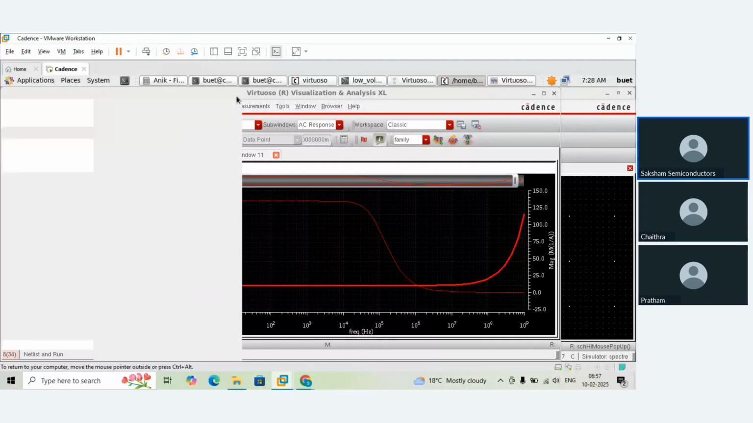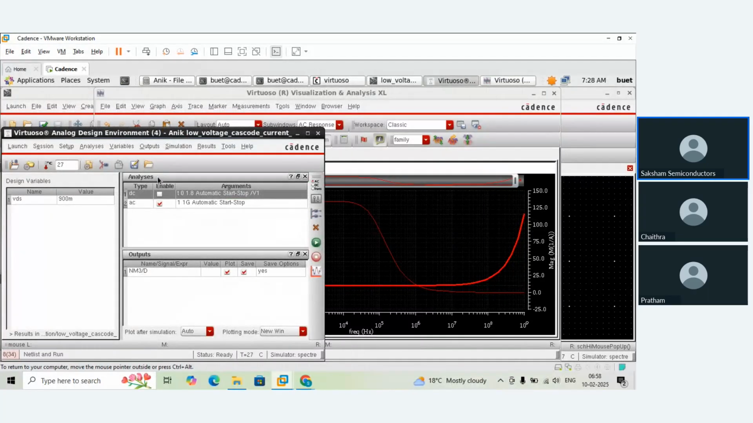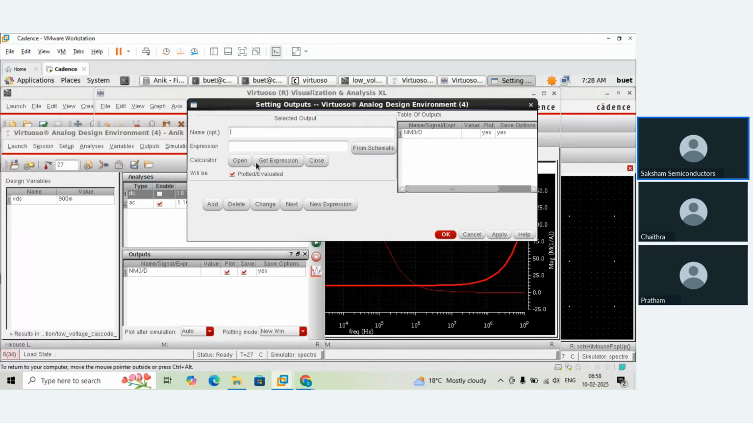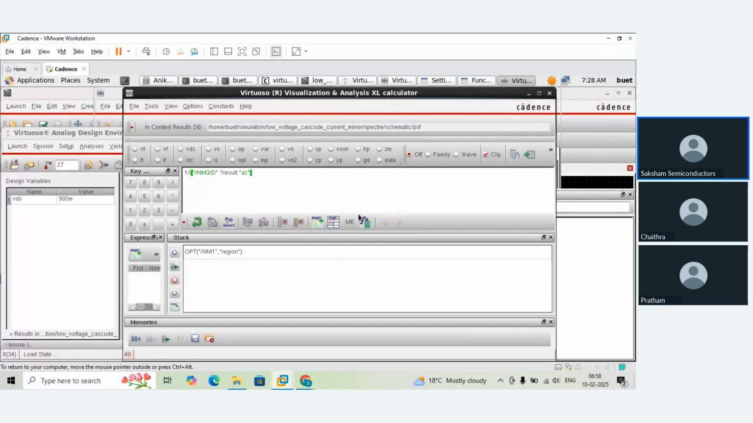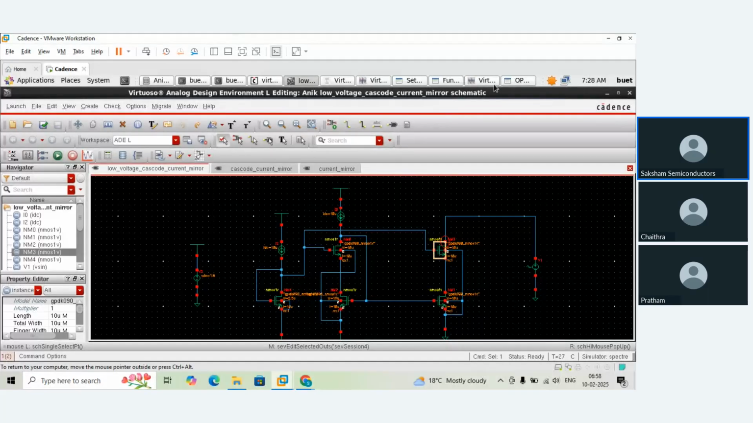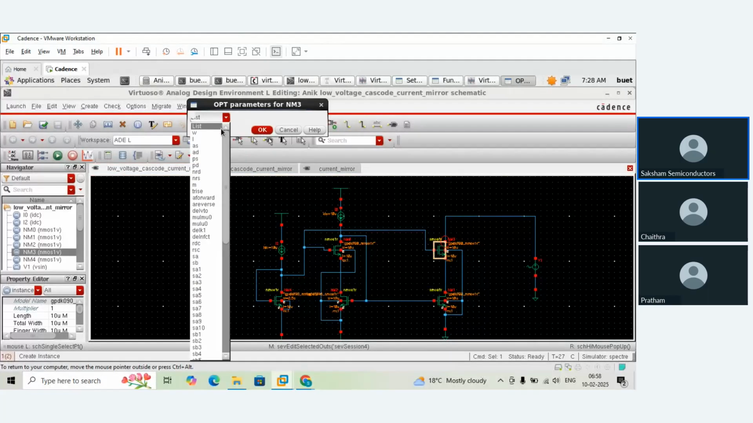Now let's try to find out the region of operation. To do that, I need to go to the results, sorry, outputs, setup, region of operation for the upper transistor. Click on the expression, open the calculator, clear the calculator, click on OPT, come over here, click on this particular MOSFET, open this and click on the region.